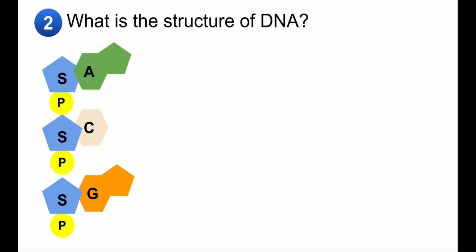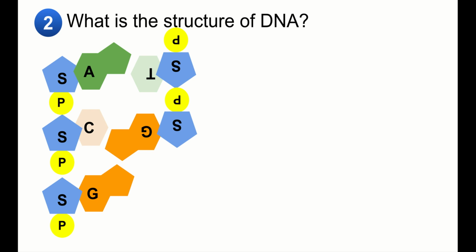Now I'll build the right side. And I'm going to start at the top. What pairs with that adenine nucleotide? A thymine nucleotide, because A always pairs with T. Adenine always pairs with thymine. What's going to connect to that cytosine nucleotide? A guanine nucleotide. And what will connect to the bottom guanine nucleotide? Another cytosine nucleotide.